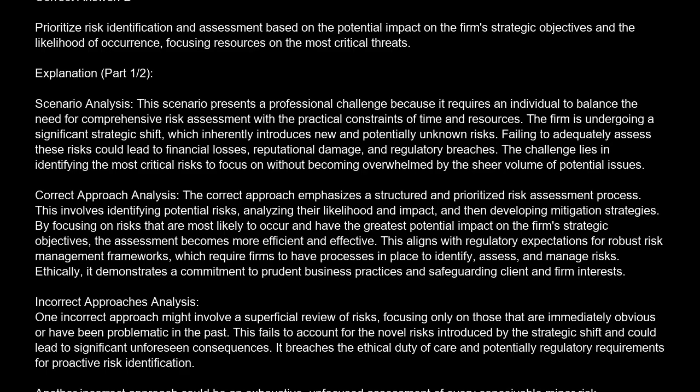The correct answer is B. Prioritize risk identification and assessment based on the potential impact on the firm's strategic objectives and the likelihood of occurrence, focusing resources on the most critical threats.